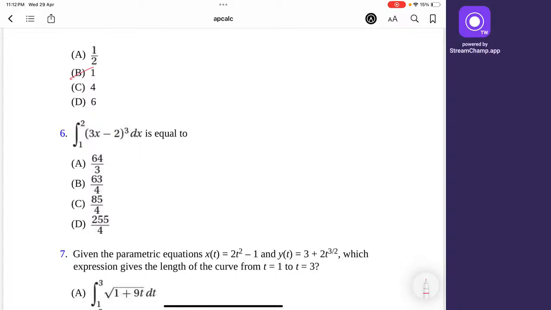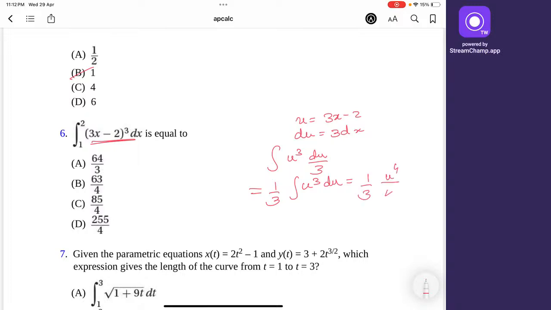Let's do this problem now. So let's substitute u is equal to 3x minus 2. So du is equal to 3 dx. So the integral becomes u cubed dx, where dx is du by 3, which is 1 by 3 integral u cubed du, which is 1 by 3 times u raised to 4 by 4, which is 1 by 12 times u raised to 4, which is 3x minus 2 raised to 4. The limits are from 1 to 2.